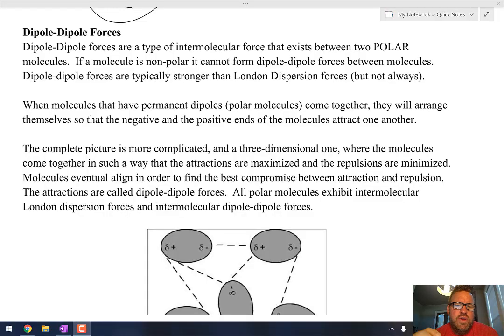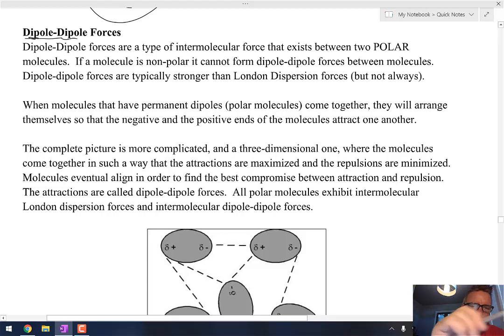In our previous video, we discussed the first type of intermolecular force, London dispersion forces, which are typically the weakest of the intermolecular forces. We're going to see some examples where that is not the case, but in general, they are the weakest. The second type of intermolecular force that we're going to discuss is called dipole-dipole forces.